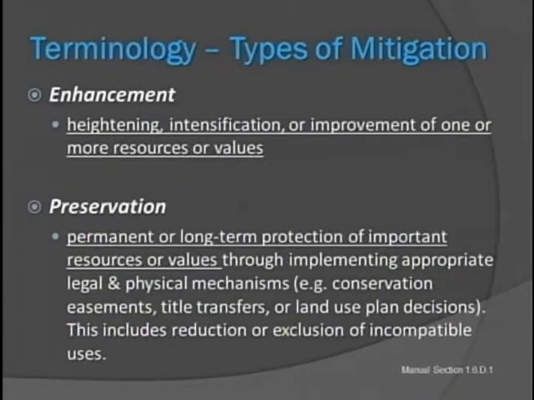Enhancement is the heightening, intensification, or improvement of one or more resources or values. This could include spring or other habitat improvements in exchange for disturbance. And preservation is the permanent or long-term protection of important resources or values. A common example would be constructing exclosure fencing around a functioning spring that provides important habitat for a threatened or endangered species.